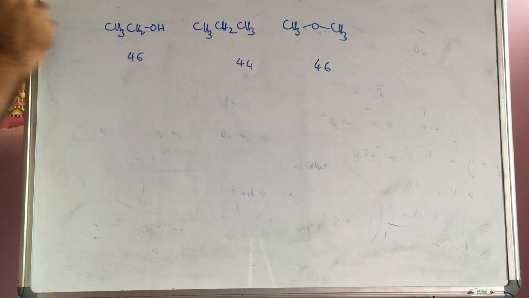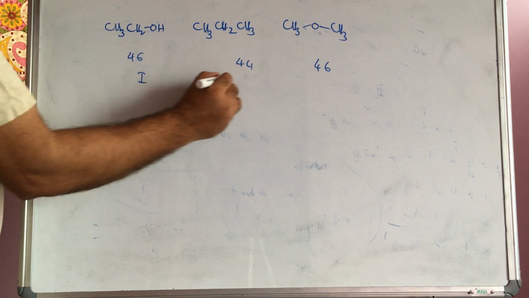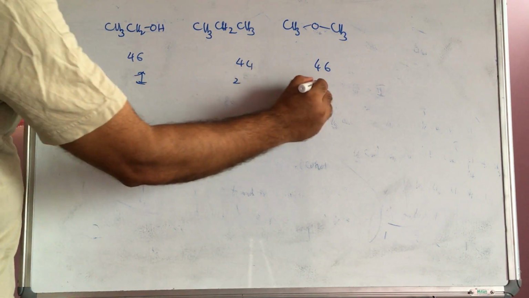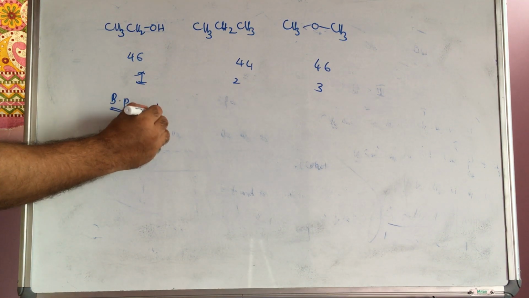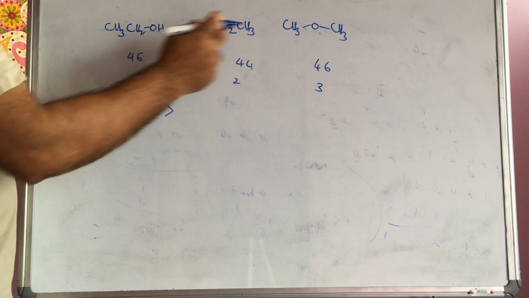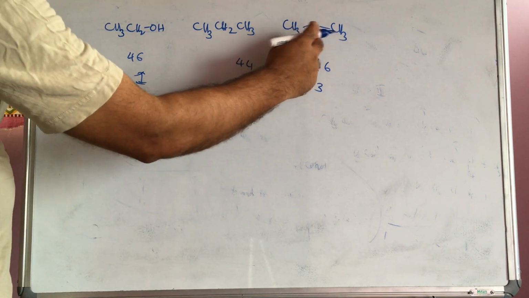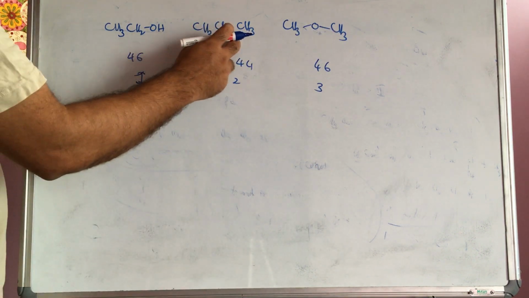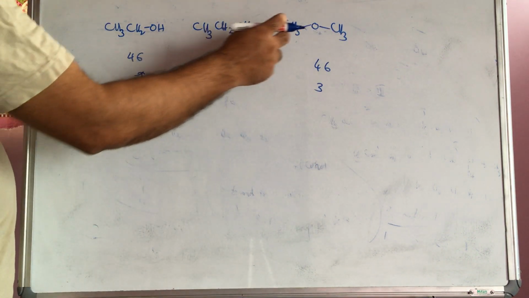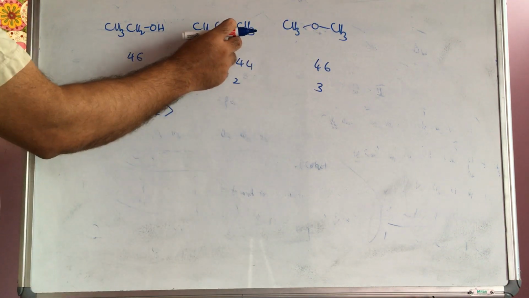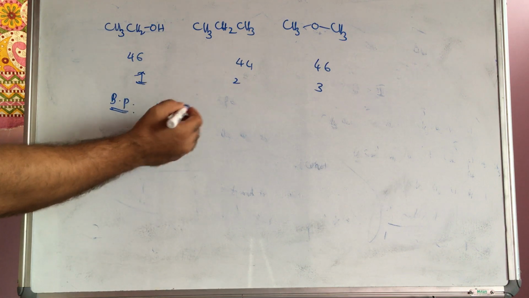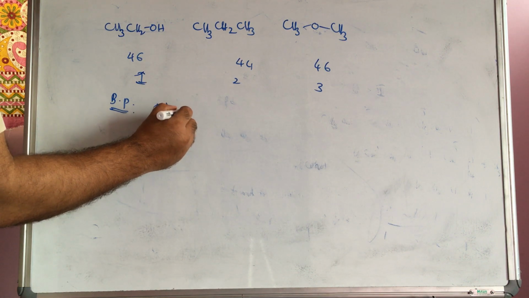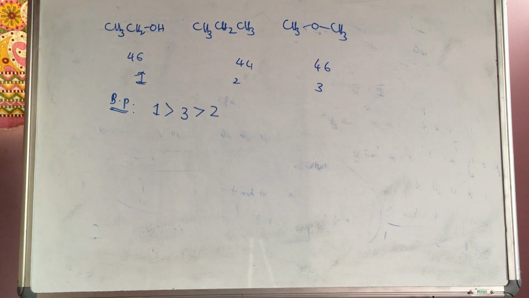This is ethyl alcohol. If you consider 1, 2, 3, then what is the boiling point order? The order is 1 first because it forms hydrogen bonds. The dimethyl ether does not form hydrogen bonds, but it has dipole-dipole interaction. Propane has only van der Waals interaction. Compared with van der Waals interaction, dipole-dipole interaction is somewhat greater. That's why the third is greater than the second.